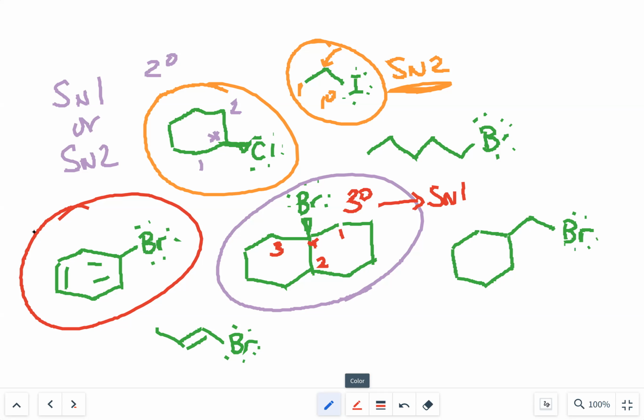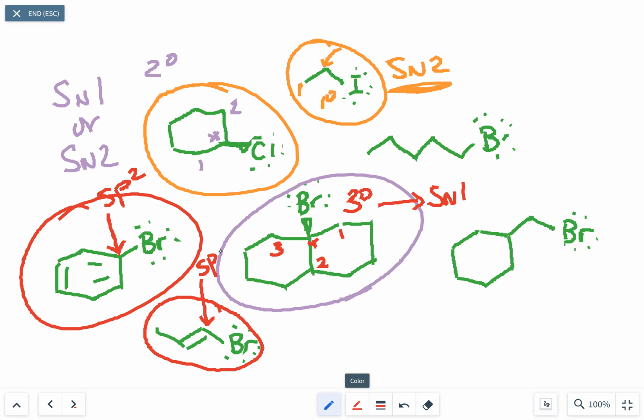Okay, so the one over here in red, and actually this one here, they're both the same. The problem with both of these is that this carbon here or here is sp2 hybridized. So if it's sp2 hybridized, these won't undergo SN1 or SN2 reactions, because for SN1 and SN2, the electrophilic carbon has to be sp3 hybridized. So it has to have no double bonds.